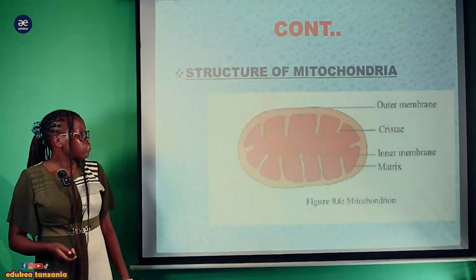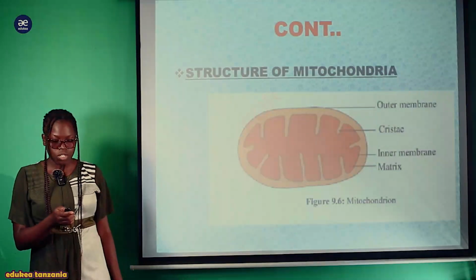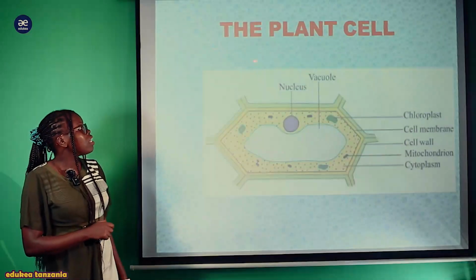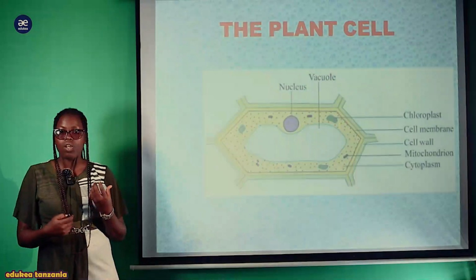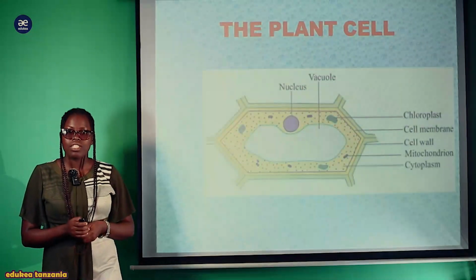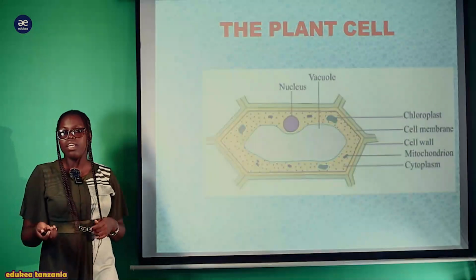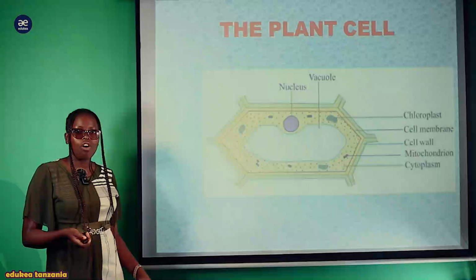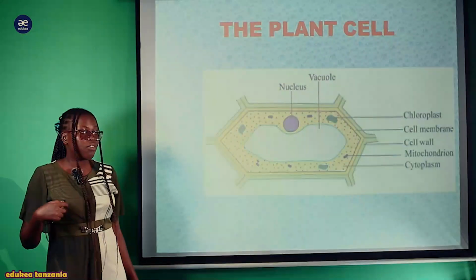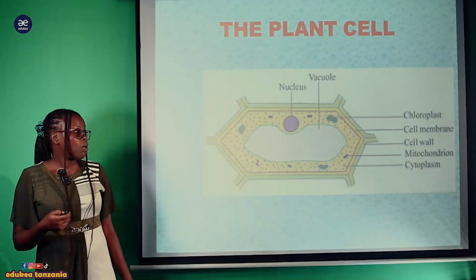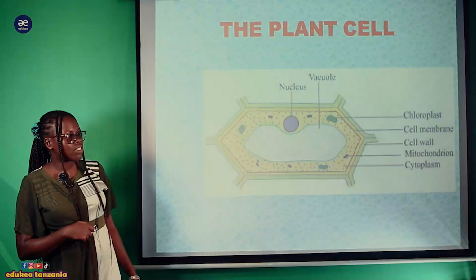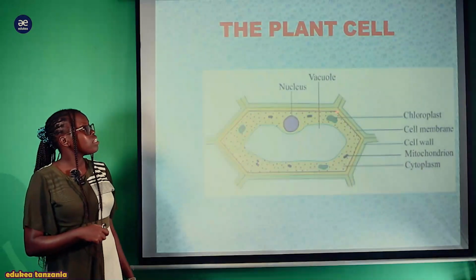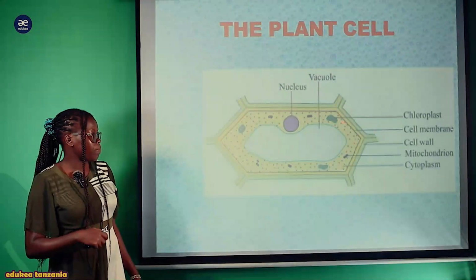Now let us consider the plant cell. We already looked at the animal cell. We see that it has an irregular shape because of the flexibility of the cell membrane. Why this plant cell? It has a cell wall, meaning that it has a regular shape. That's why you see it looks like this. It has a shape which is very regular.